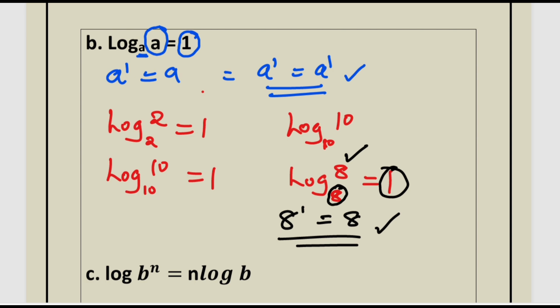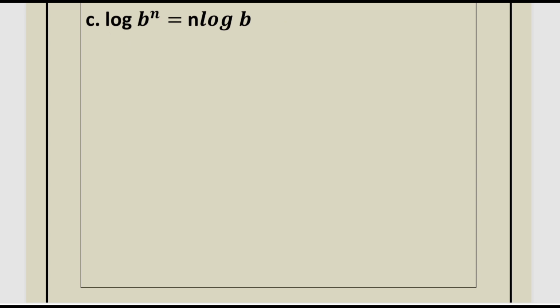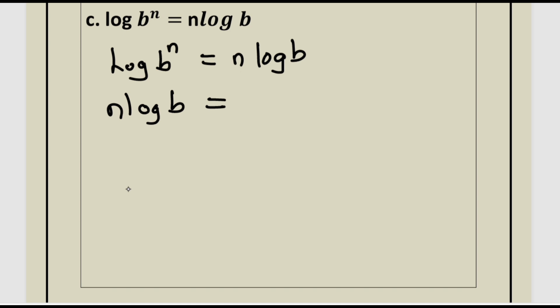Then the last that I want you to also understand is this. Log of b raised to power n is equal to n log b. Log b raised to power n should be equivalent to n log b, or the other way around, n log b should be equal to log b raised to power n. Know how to play around with this kind of situation.